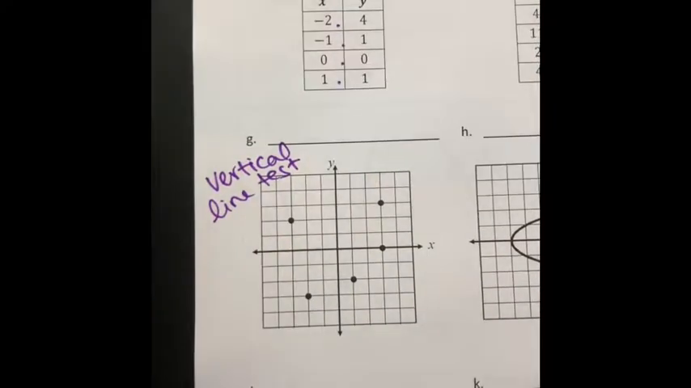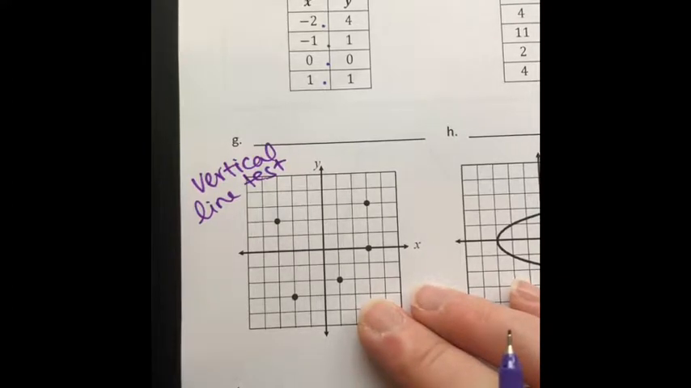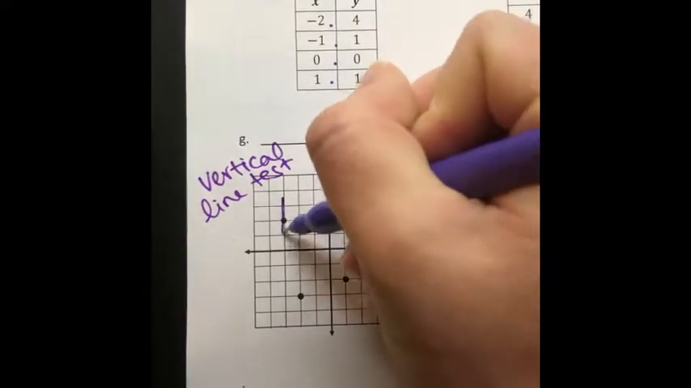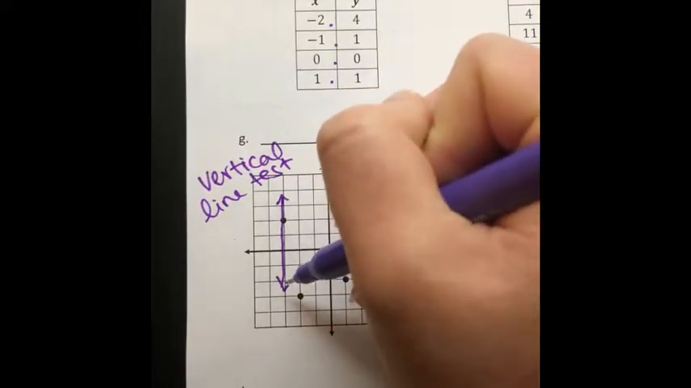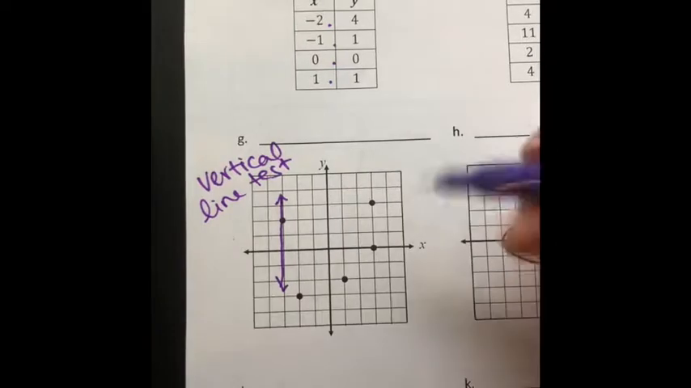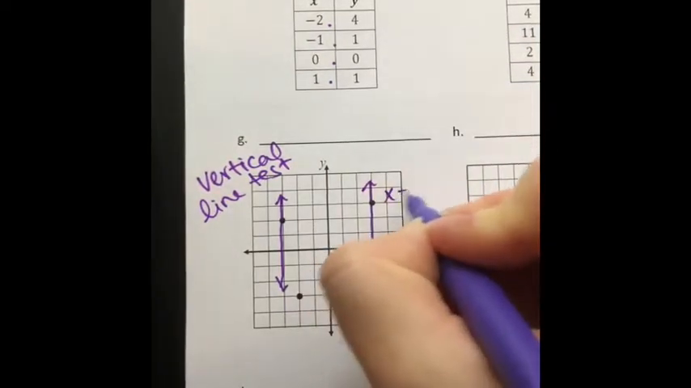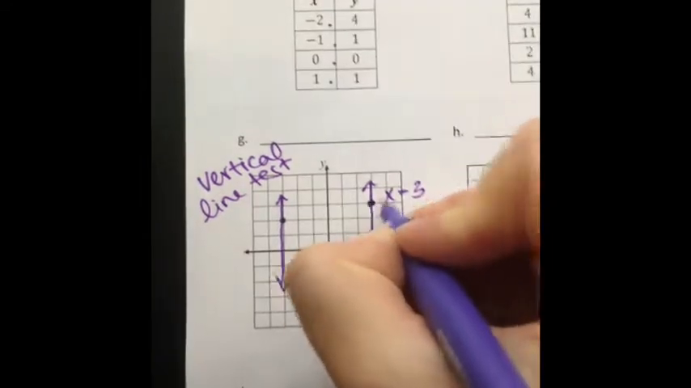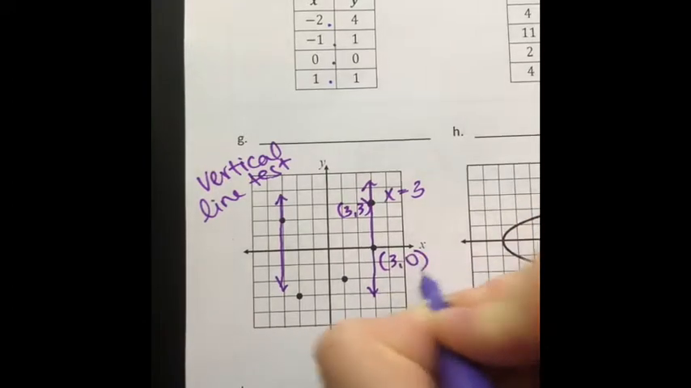Last but not least, when we have a graph, we have a shorthand here called the vertical line test. Remember that every point that's on the same vertical line has the same x value. So if I draw a vertical line here through this point, every point that appears on it has the same x value. There's only one point here. But over here, this is the line x equals 3. And as it turns out, we've got 2 points on it, 3, 3, and 3, 0.